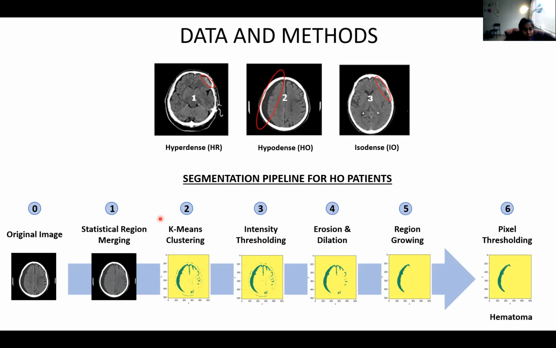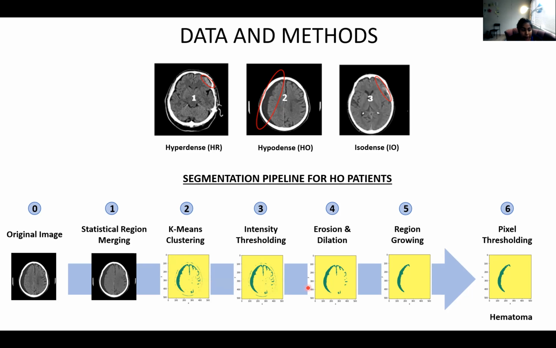The segmentation approach has 6 steps. The first step is statistical region merging that assigns the same value to similar intensities, which allows for easier clustering in the following k-means clustering stage. Intensity thresholding is used to pick the cluster with the k-means centroid that corresponds to the intensity of the hyperdense hematoma.